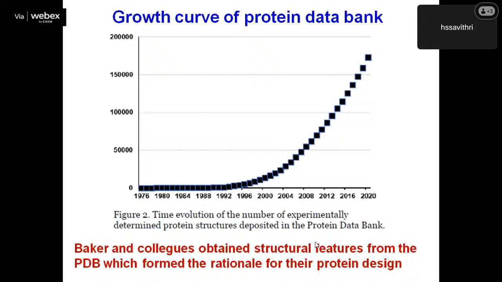Then you see, I retired in 2015. Now we have 200,000 protein structures known. That means it's a phenomenal explosion of knowledge. We know the structure of 200,000 proteins. Now, what do these structures mean? Baker and his colleagues analyzed these structures and obtained insights from what is important in protein structures. And then they used those insights to design proteins with very novel functions. That is the rest of the story.